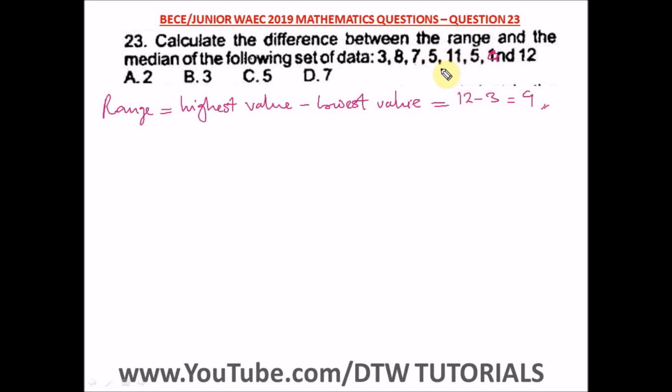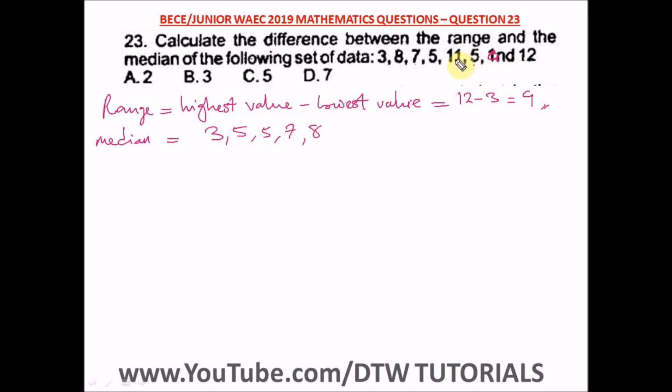So to get the median, we have to rearrange these numbers in ascending order. Okay, so to get our median, rearranging these numbers in ascending order, we start from 3. Our next number will be what? 5. We have another 5 here. Okay, 5. Then the next number is what? 7 in ascending order. Okay, the next number is what?